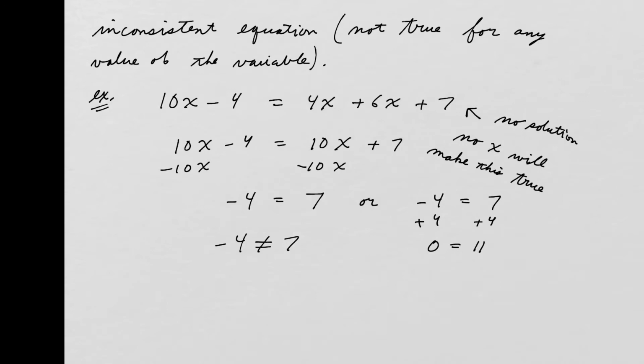Okay, but when we classify it, we say it's inconsistent. So again, the three classifications were conditional. That's what we're used to, when we solve it and we come up with a particular value for the variable, for x, so it's true for one value. The other classification is identity, which means it's true for any x. Really, both sides of the equation happen to be the same thing. And an inconsistent equation is never true for any value of x. There's no solution. And how do we know that? When we get to any point where we get something like negative 4 equals 7, that's not true. So therefore, we know immediately it's inconsistent. There's no solution.